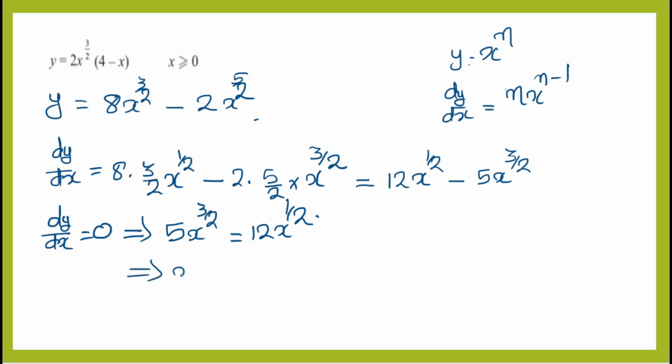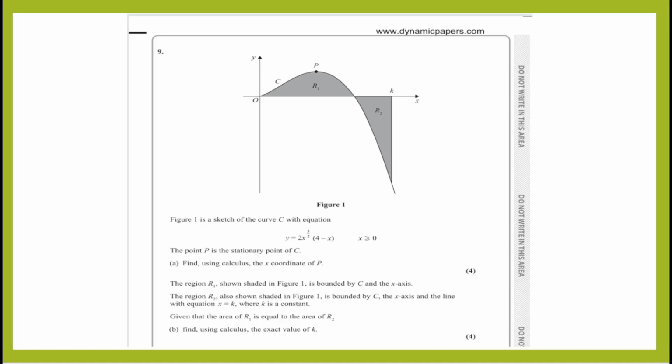That implies x to the power 3 by 2 by x to the power 1 by 2 equals 12 by 5, which implies x is 12 by 5. Now for part B, it is given that region R1 is bounded by C and the x-axis. The region R2 is bounded by C, the x-axis and the line with equation x equal k, where k is a constant and we need to find the value of k.